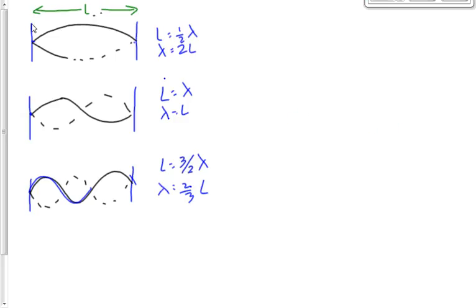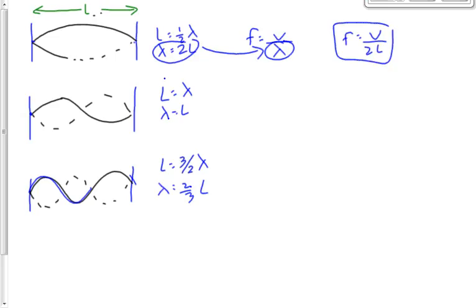Now, we can derive the equation from this. The frequency that we would see or hear, if this is a musical instrument like a guitar, would be equal to V over lambda. That's the universal wave equation that we learned last week. Lambda we're going to replace with 2L. So it becomes f is equal to V over 2L. This is what we call the first harmonic. This is the first standing wave that will occur in that guitar string or in whatever string it is that's attached at both ends.